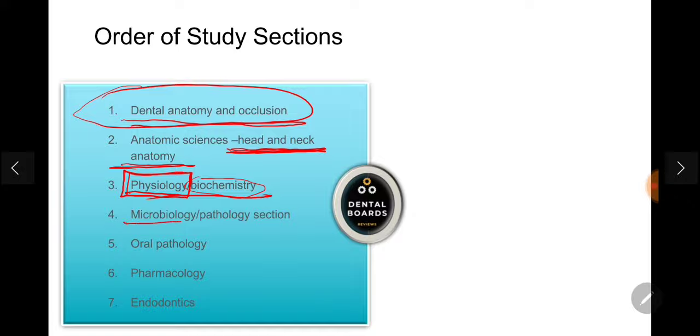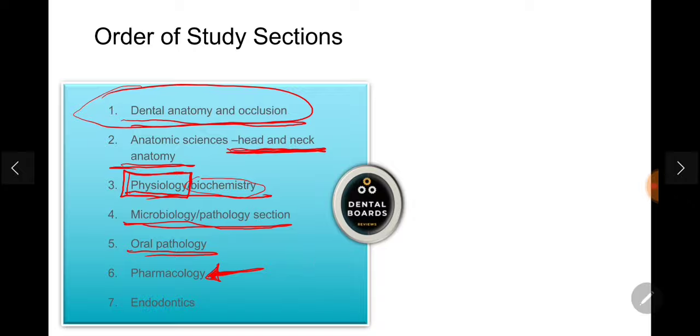And then the microbiology and pathology. You need to know the bacteria that are common in the mouth, right? Because that's going to affect the antibiotics you give. The most common pathologies, so then you do oral pathology, okay? And once you have studied the physiology, the microbiology, the oral pathology, then what medications can you give to treat these diseases, right?